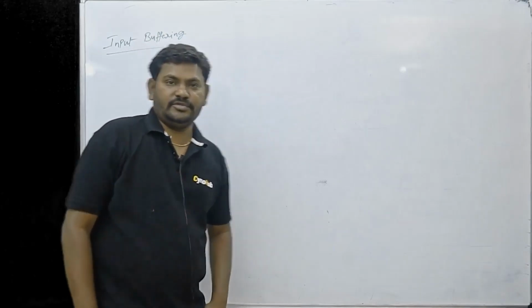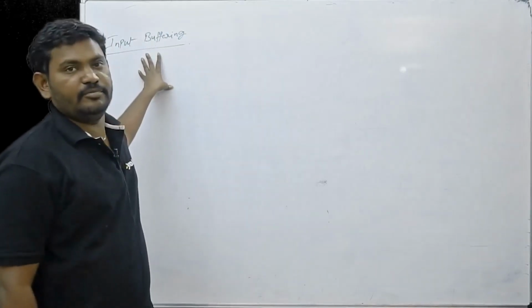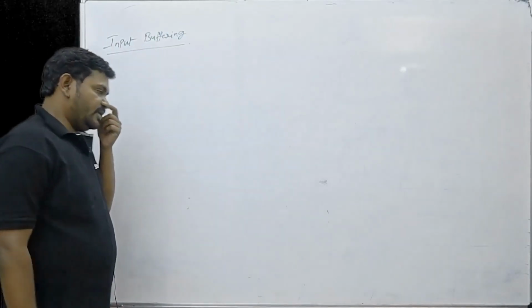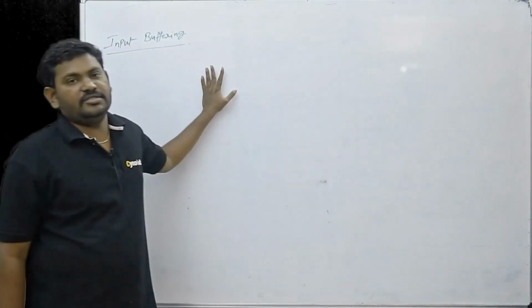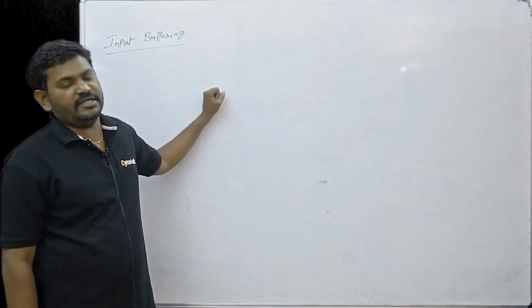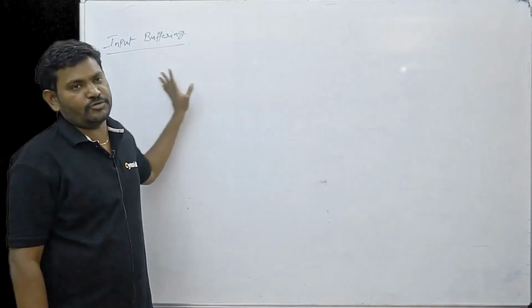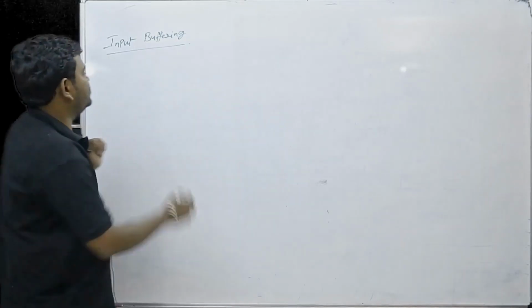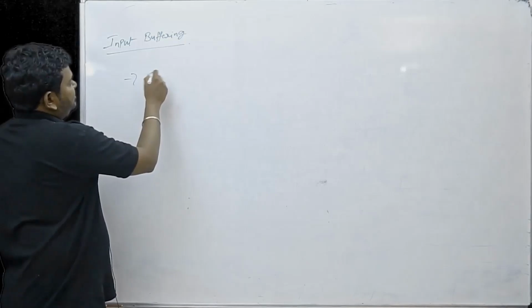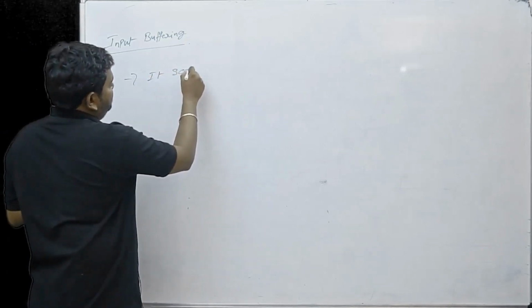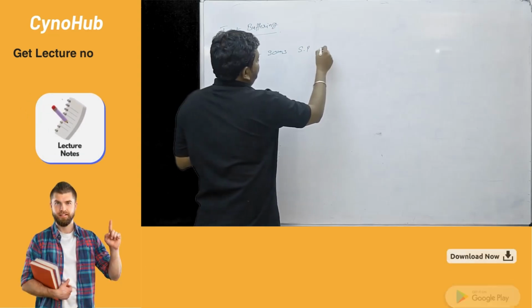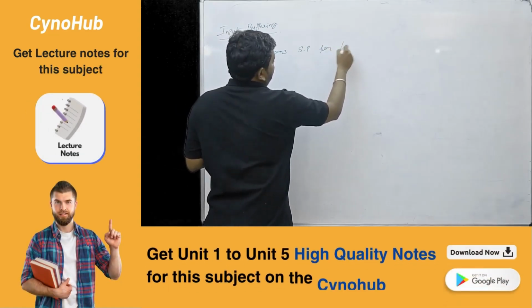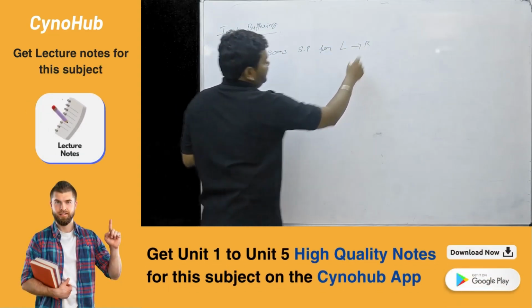to Cynohub. So the next topic is input buffering. What is the main use of input buffering? Input buffering is used to store the input data. While scanning the input in lexical analysis, it scans the entire source program from left to right.